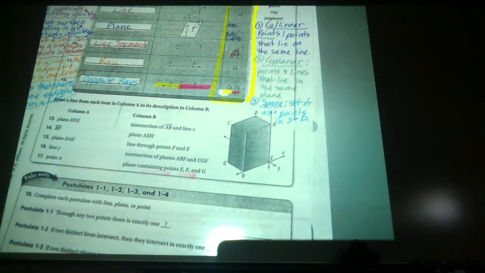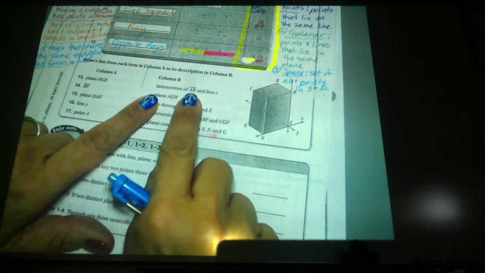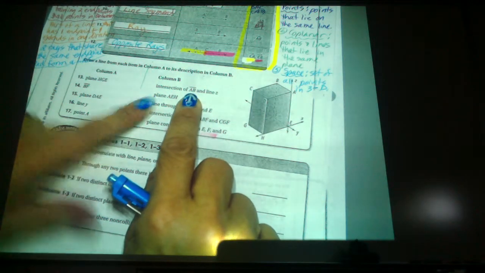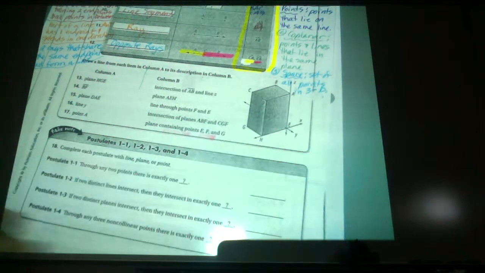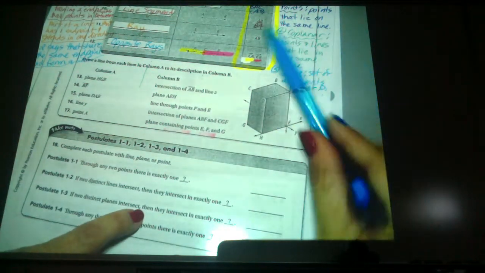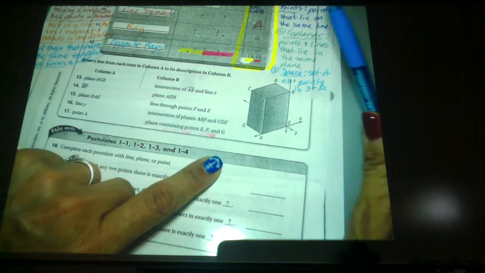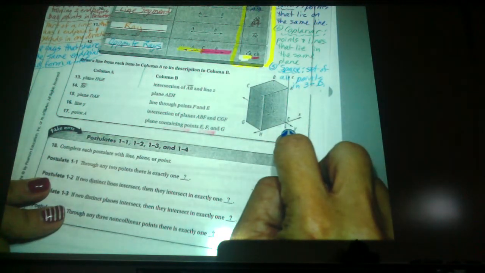So let's start to go through some of these problems now that we have these, and we'll look at our postulates in a minute. But if I want to find the intersection of, what does that notation mean? Line segment AB, which is contained in line AB, by the way, and line Z. So find your segment AB. So here's AB, right there. And then line Z is right here. So here's AB, and here's line Z. What is their intersection?